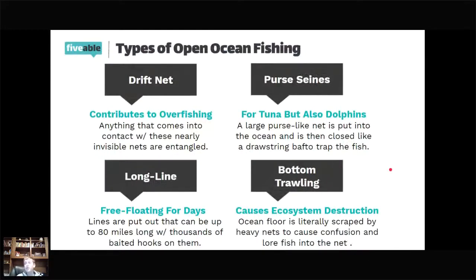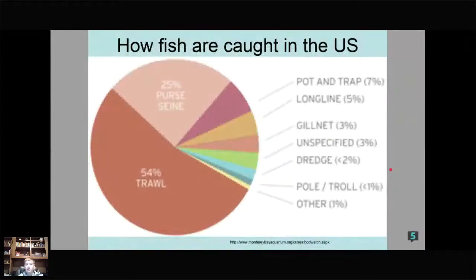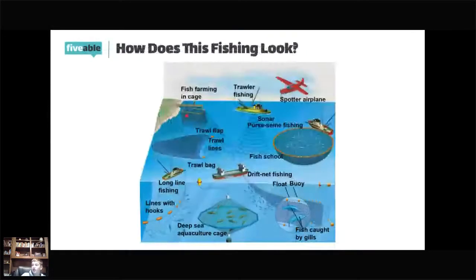All right, the next type of fishing, purse seines, is used for tuna, but it also accidentally catches some dolphins. Purse seines is a large purse-like net, no wonder it's called purse seines, that's put into the ocean and closed like a drawstring bag to trap the fish. It accounts for 25% of fishing in the U.S., a quarter of the fish caught in the U.S. are caught by purse seines. Now let's see what that looks like really quickly. Purse seines, see it right here.